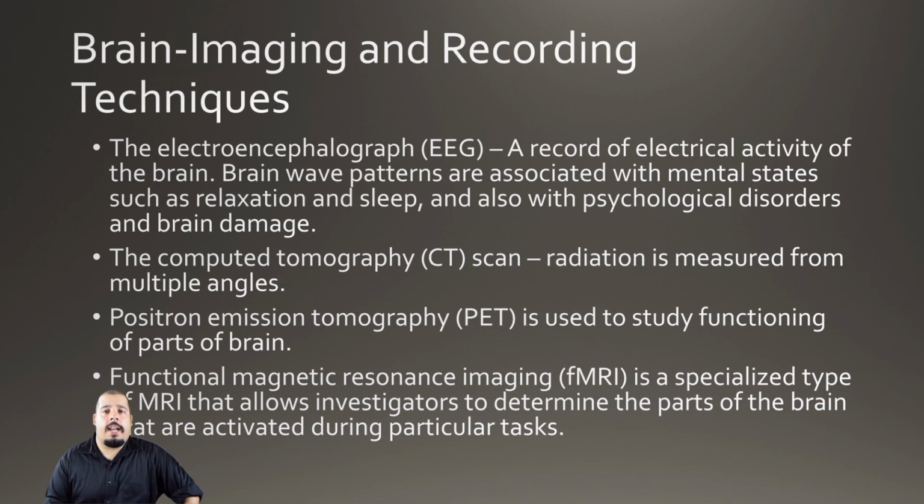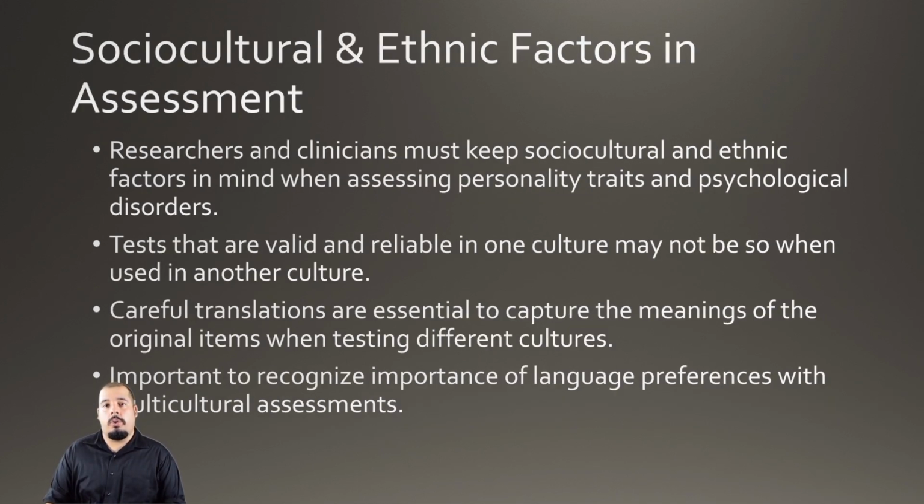CT scans, also called CAT scans, look at brain shape and structure. They reveal abnormalities in brain shape and structures that may suggest lesions, blood clots, or tumors. PET scans are used to study the various functioning parts of the brain. It has been used to see which areas of the brain are functioning when we perform certain cognitive functions. And lastly, fMRIs track the demands for oxygen in the brain, which reveal levels of activity or engagement during particular tasks. Lastly, for Chapter 3 are sociocultural and ethnic factors in assessment of psychological disorders.